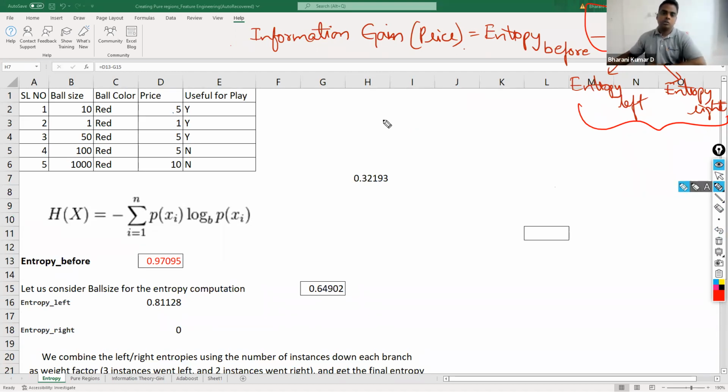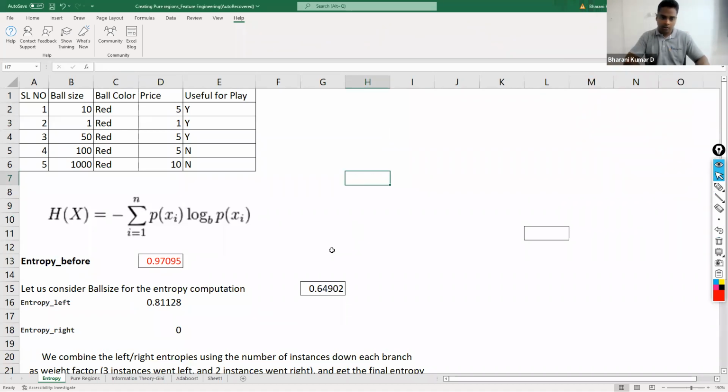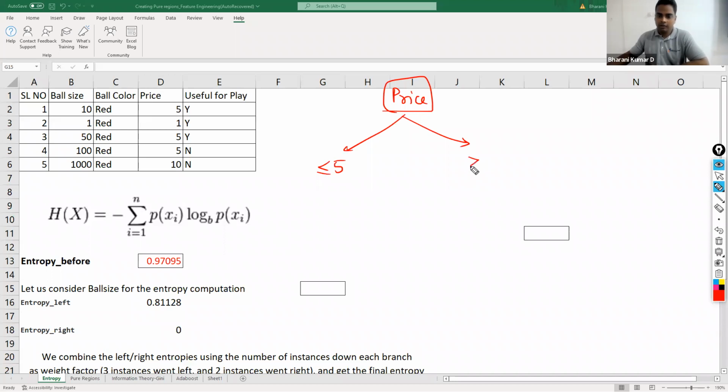Tell me, go ahead. So there is a specific column called price, which is a feature in which we are having a classification rule, which is less than or equal to 5, greater than 5. For less than or equal to 5, I'm saying yes, it'll be useful for play. Greater than 5, I'm saying no. What is your question? Do you have any doubts in this rule? No, fine. Next.